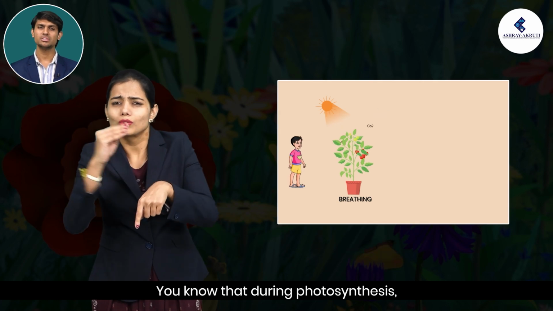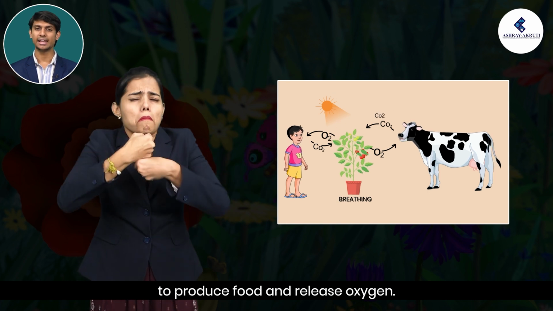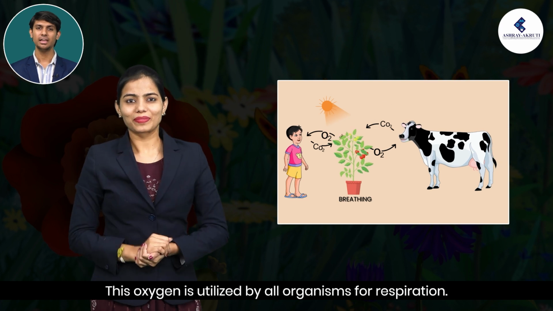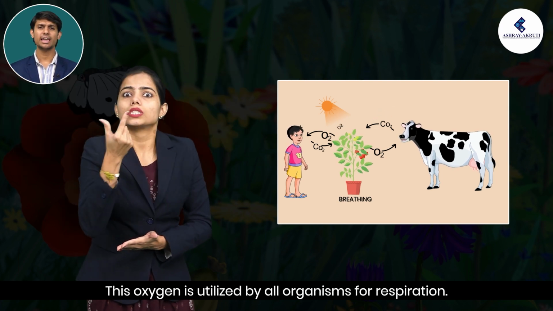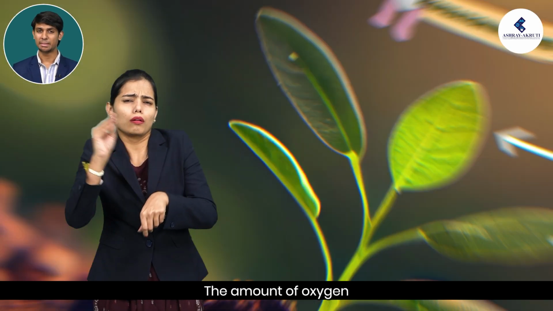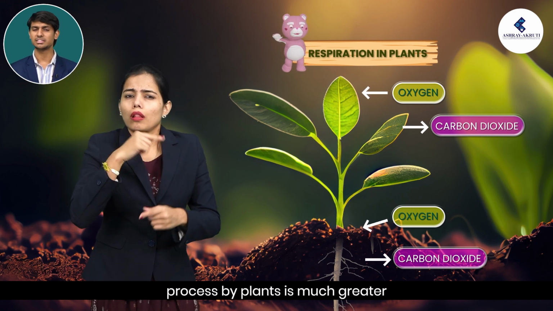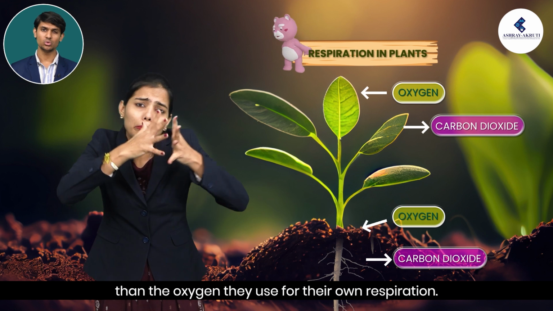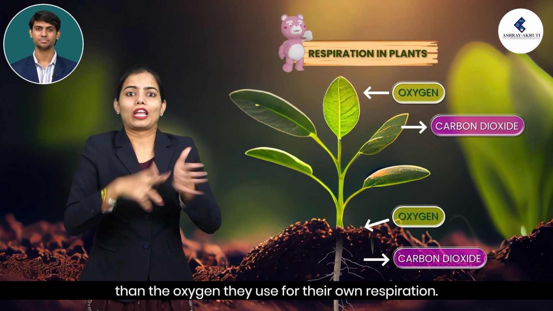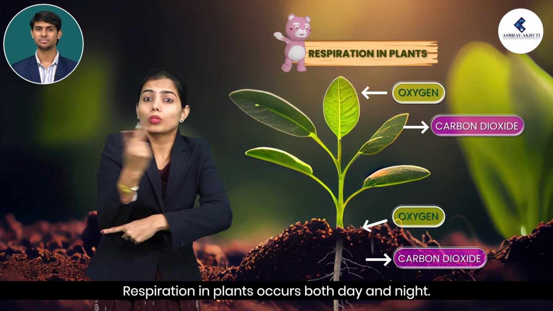You know that during photosynthesis, plants use sunlight and carbon dioxide to produce food and release oxygen. This oxygen is utilized by all organisms for respiration. The amount of oxygen released during the food preparation process by plants is much greater than the oxygen they use for their own respiration. Respiration in plants occurs both day and night.